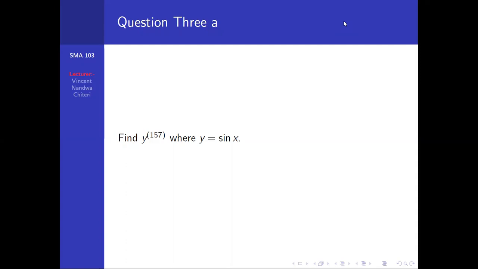So the question at hand is to find the 157th derivative of y, where y is the function sine of x. Now, to evaluate this problem, you need to evaluate a few derivatives of sine x and then get the pattern. And then from the pattern, it can help you to predict any other higher order derivatives. So let's see how we solve that.